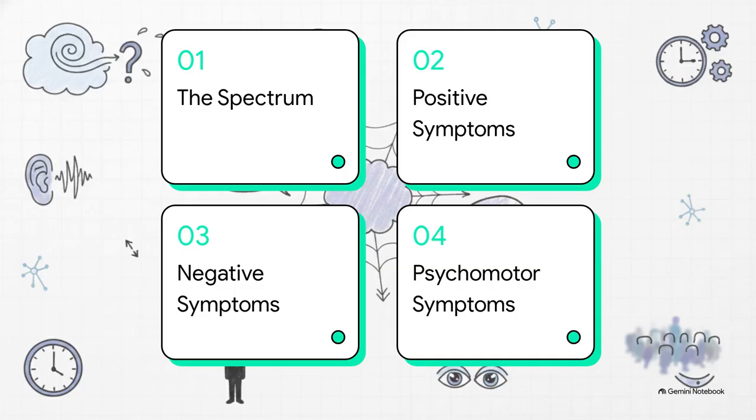Okay, let's look at our roadmap. First, understanding the baseline of the schizophrenia spectrum. Second, positive symptoms, which are pathological excesses. Third, negative symptoms, or pathological deficits. And finally, psychomotor symptoms and catatonia. Having this structure is really going to help us grasp the full picture.